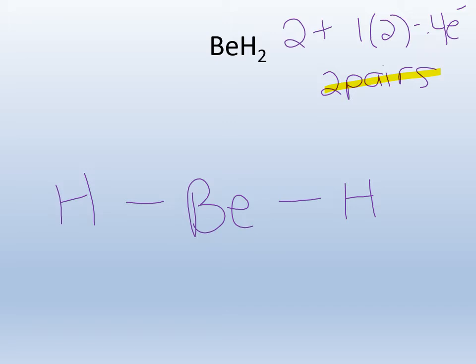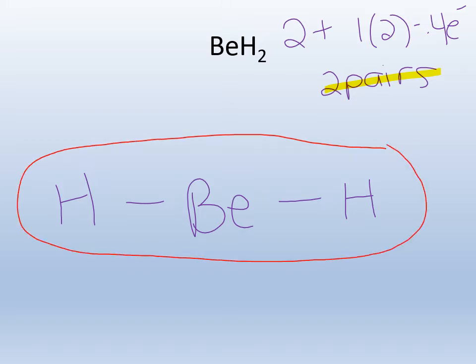Now, what was the deal with beryllium? Beryllium is an exception. Beryllium is happy with 4 valence electrons. Well, this bond is 2, this bond is 2, so beryllium is content. Hydrogen is also an exception. Hydrogen is content with, or it's happy, it has a max of 2 electrons. Each hydrogen has 2 from that single bond. So that's the Lewis structure for BeH2. Nothing else to do.